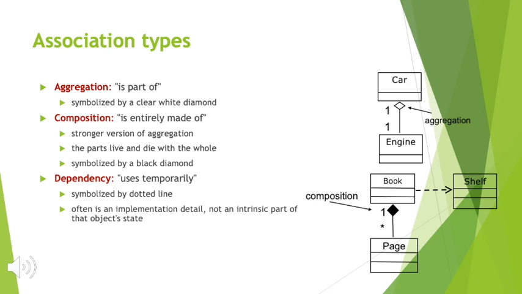So that's why it is often an implementation detail, not an intrinsic part of the object space. So that's how the dependency, composition, and aggregation work. This all is a type of association.